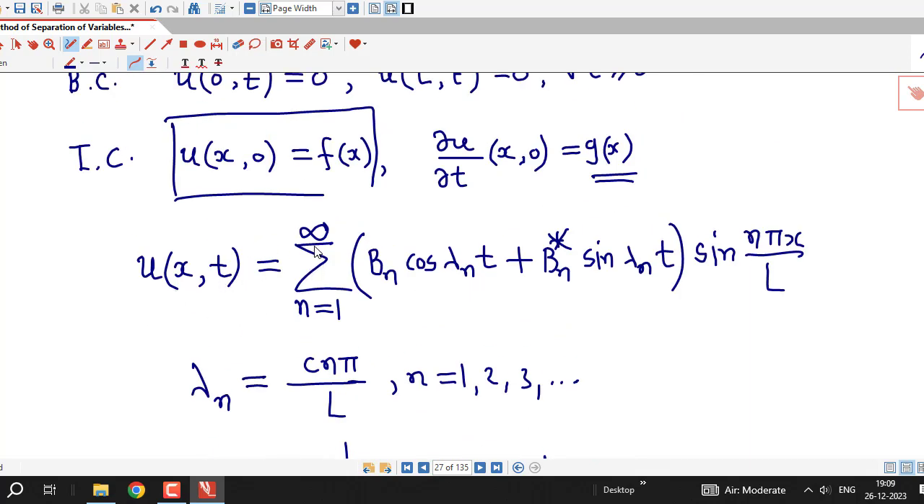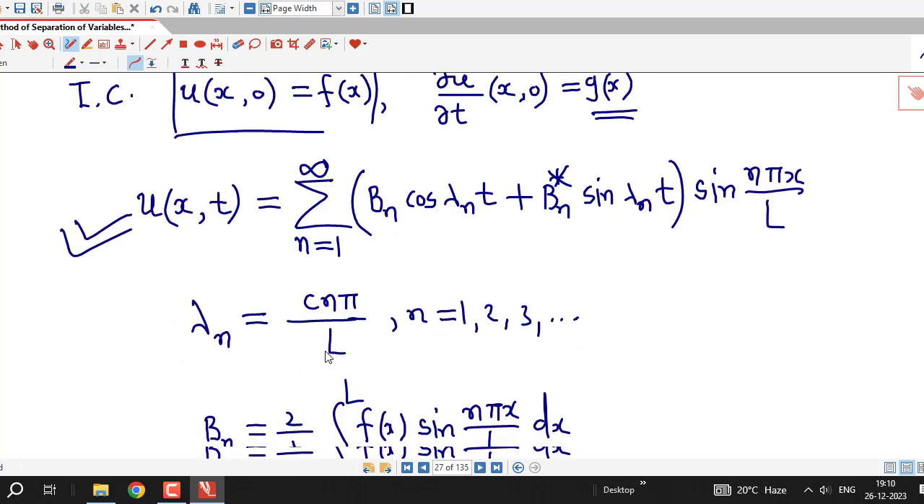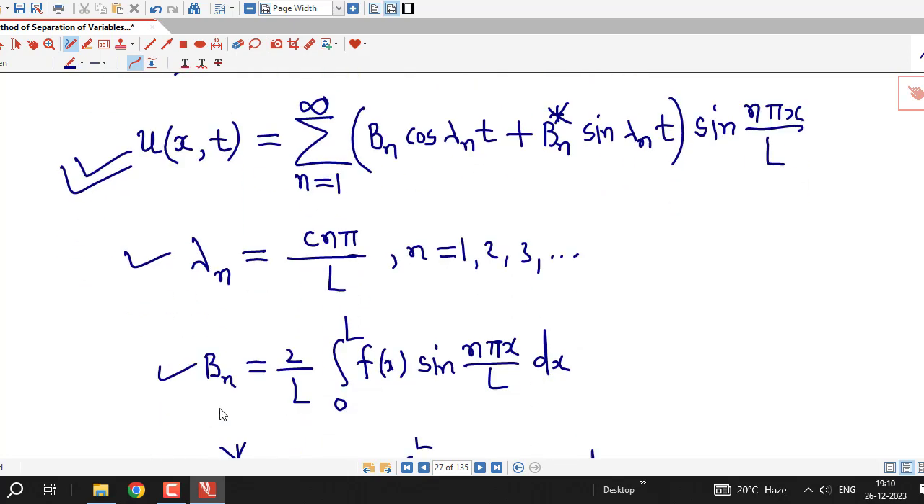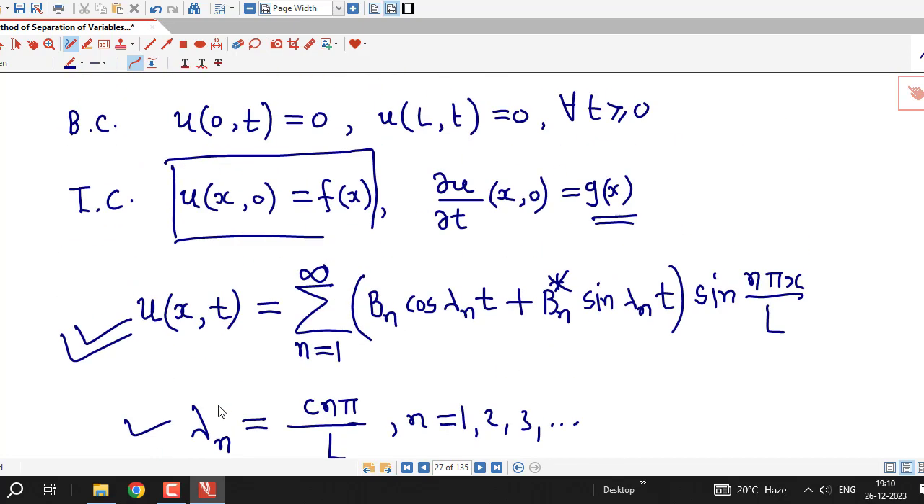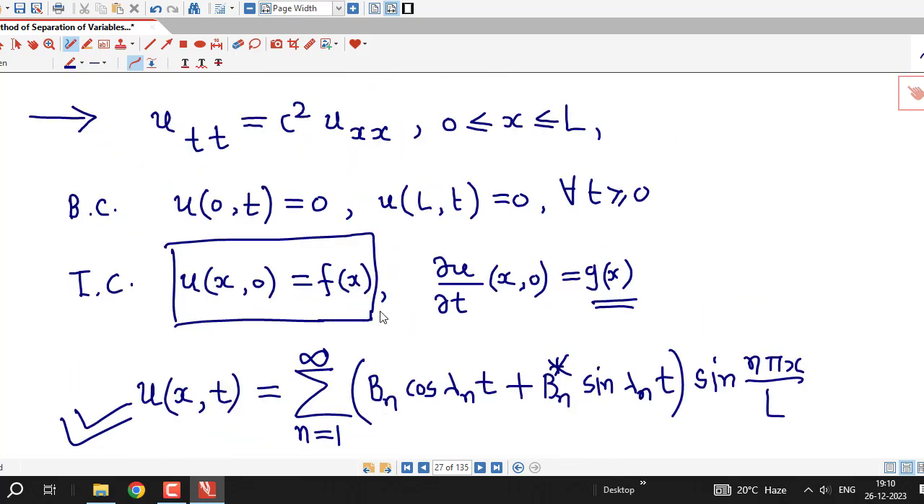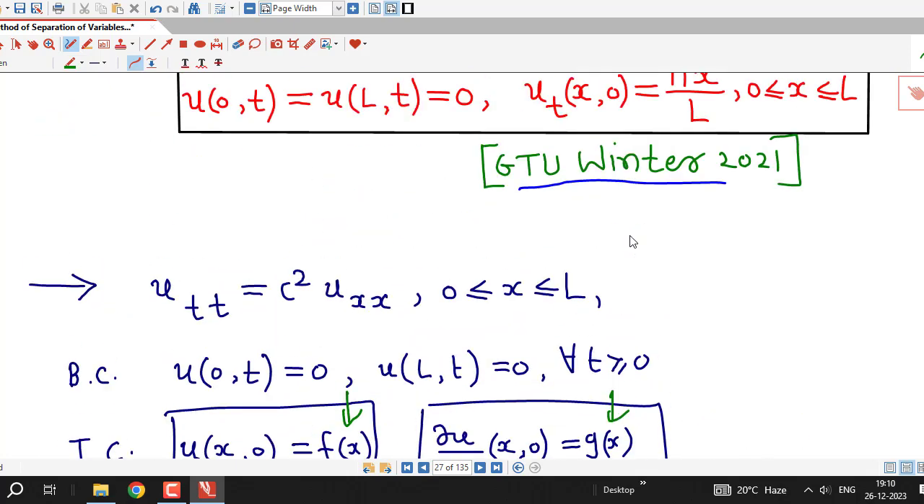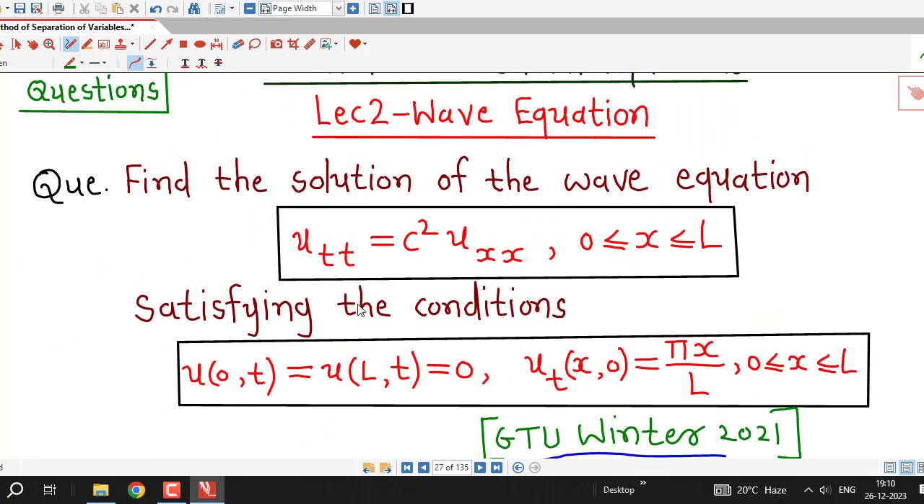We will not use the method of separation of variables to derive this solution, but we can easily remember it, and all we have to decide is lambda n, Bn and Bn star. Before that, we have to compare the given conditions in the given problem with this standard form, and decide what is f(x) and g(x) for the given problem. Here the given equation is utt equal to c square uxx, that is the wave equation, and the length of the string is L.